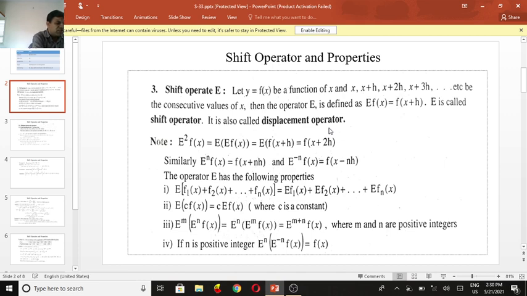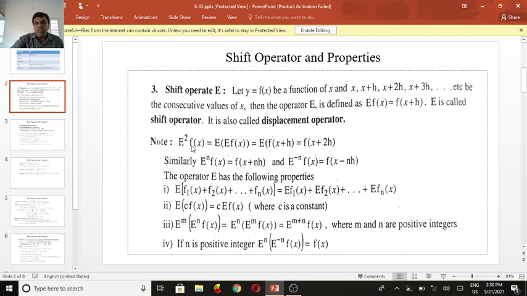If we apply the operator E to f of x, we simply give an increment. So E f of x should be equal to f of x plus h, replacing x by x plus h. This is called a shifting operator or displacement operator.